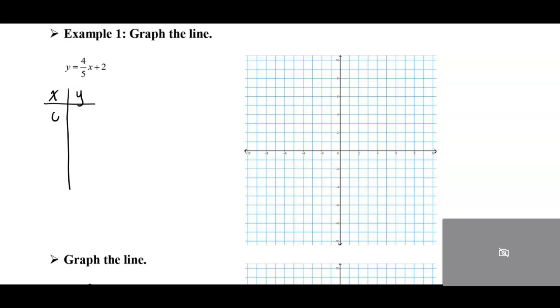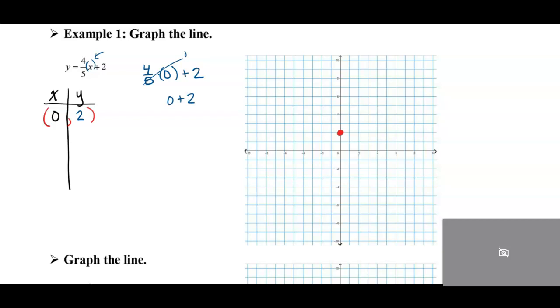The first thing I always choose is 0. That's the easiest number to plug in every time. So if we're plugging in 0, then that just means right here in that spot, we're going to put a 0. It's going to say 4/5 times 0 plus 2. Now 4/5 times 0, that's 0. So this just becomes 0 plus 2, and the answer is 2. So now that turns into an ordered pair, (0, 2). And that's a point on our graph right there.